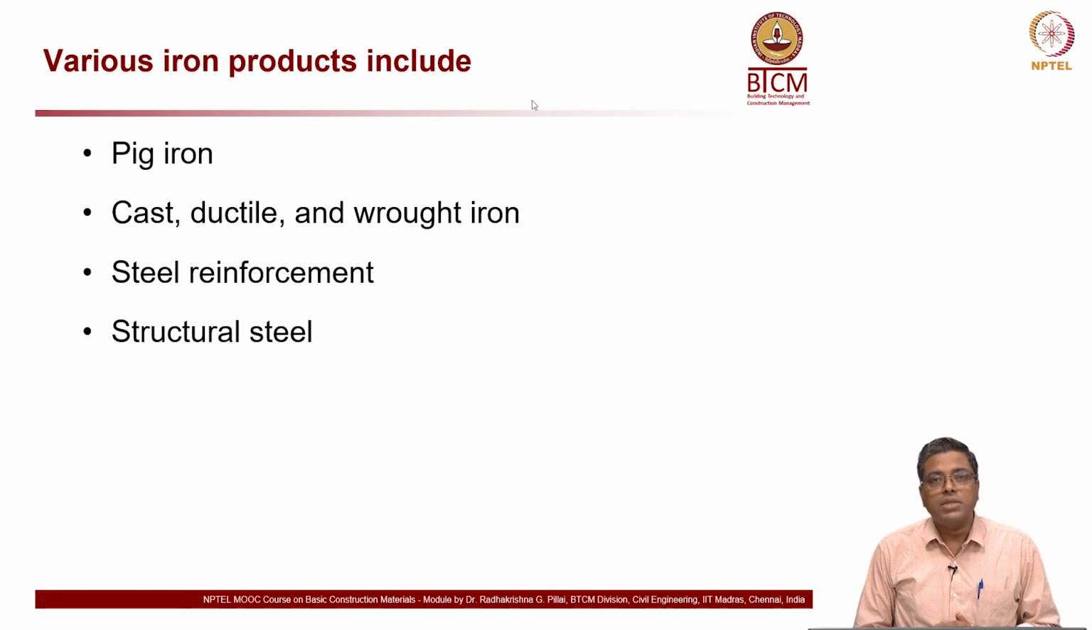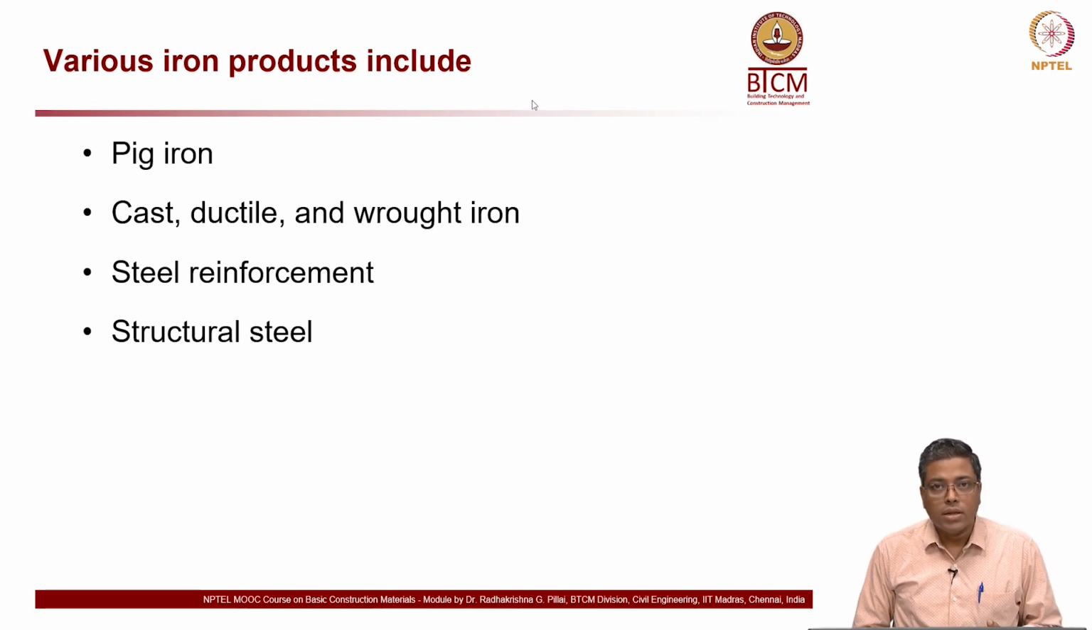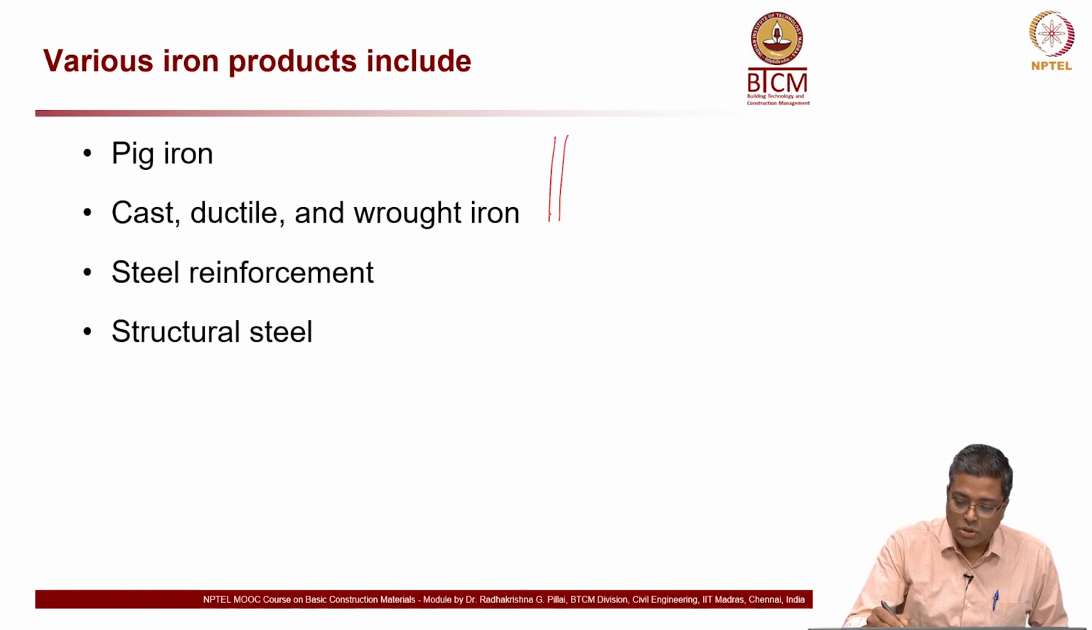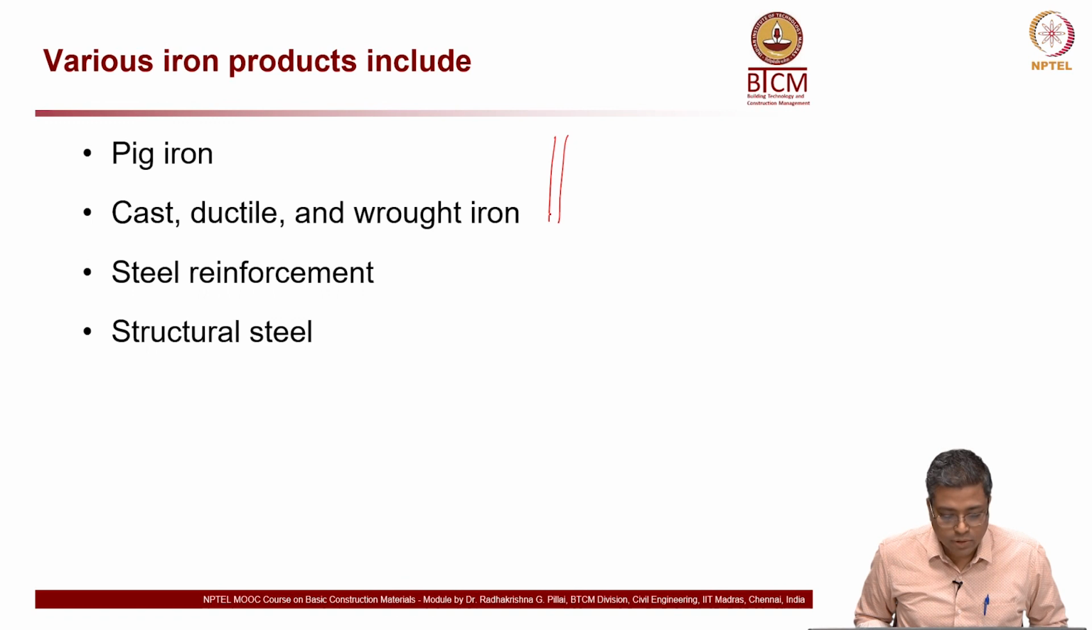Now, what are the various iron products? They include pig iron, then cast, ductile and wrought iron. These we will be covering today. And steel reinforcement and structural steel will be covered in the subsequent lectures. But these are the major iron and steel products. Steel is essentially made of iron with some other materials.